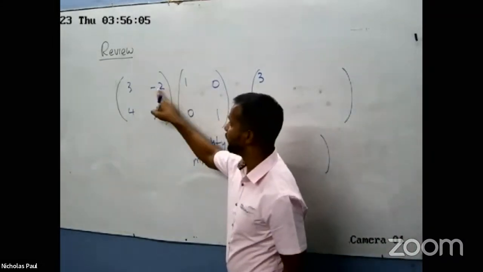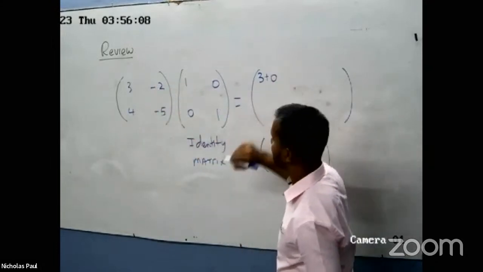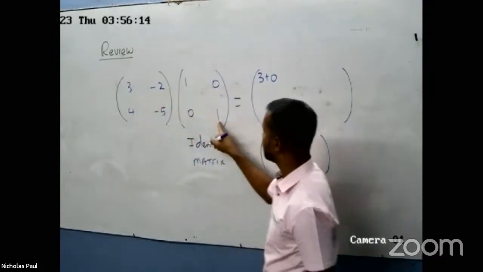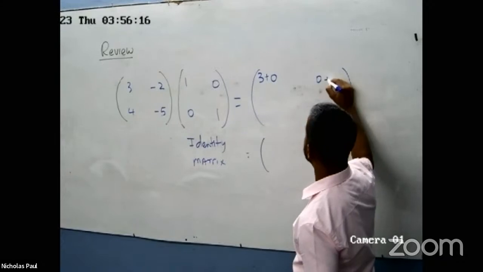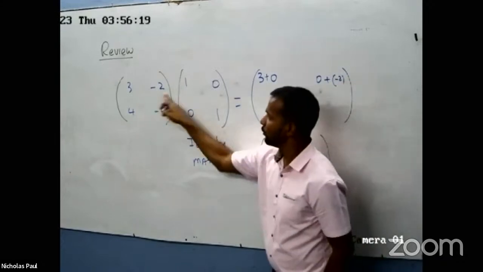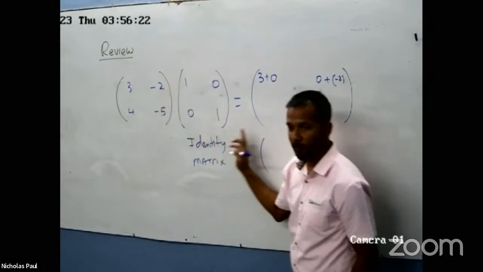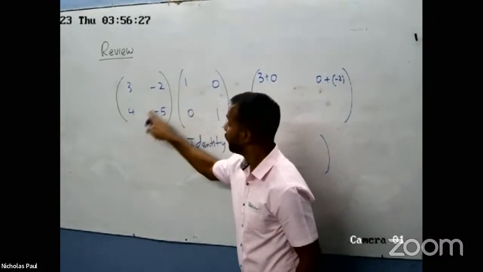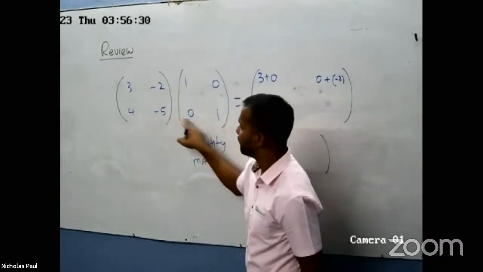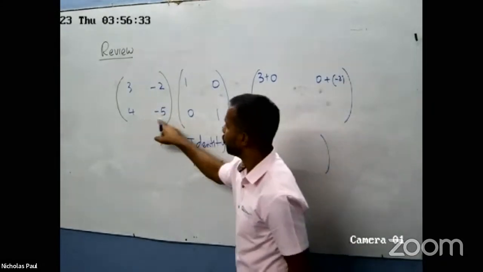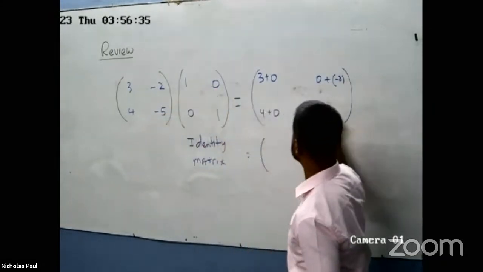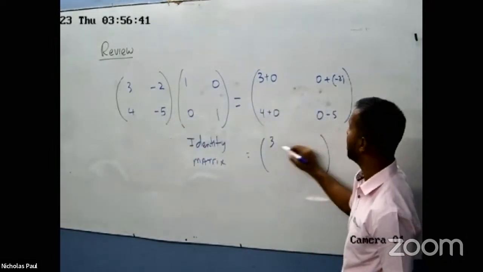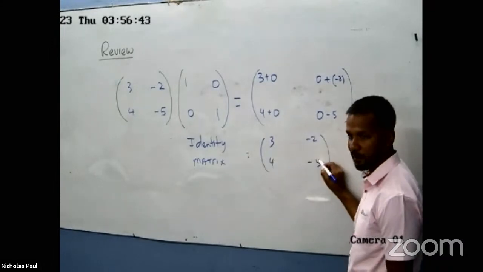So 3 by 1 is 3, minus 2 by 0 is 0. 3 by 0 is 0, minus 2 by 1 is minus 2. That's okay? Row by column again. 3 by 0 minus 2 by 1. That's okay? Next one is what? Row by column again. 4 by 1 is 4, minus 5 by 0 is 0. Row by column again. 4 by 0 is 0, minus 5 by 1 is minus 5. So you'll end up with 3, minus 2, 4, minus 5. Same thing.